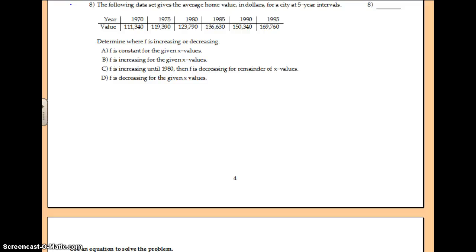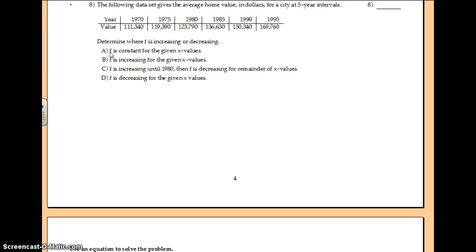All right, for number 8, it says the following data set gives the average home value in dollars for a city at 5-year intervals. Our input values, which are our x values, are our years, and they go by fives: 70, 75, 80, 85, 90, 95. And then our y values, or our f values, our function values, are our output. And you're just, by process of elimination, going to see what happens to your output values.